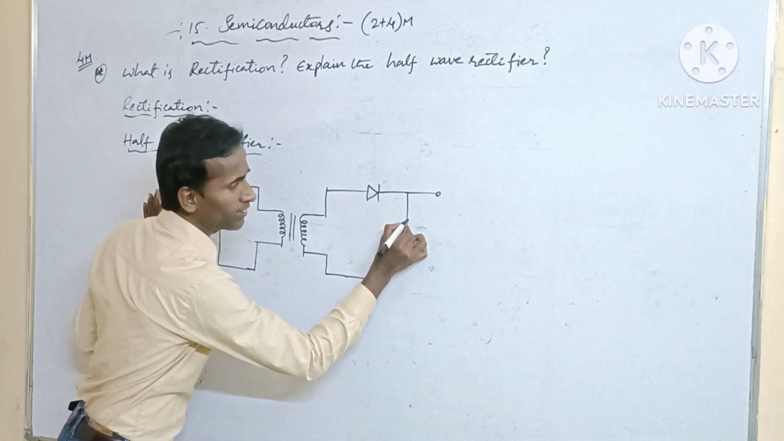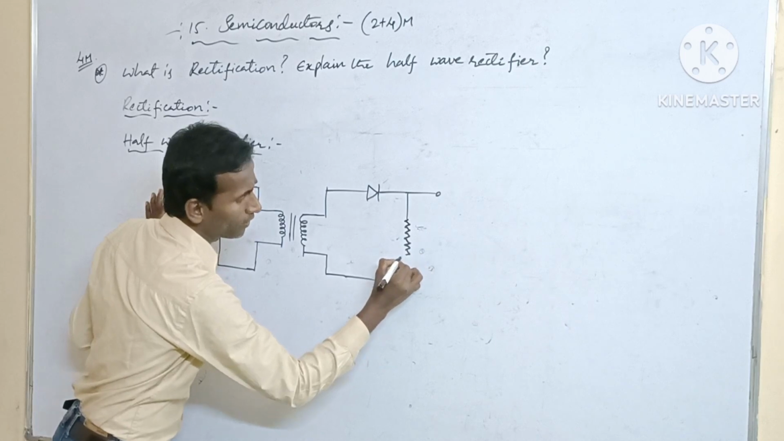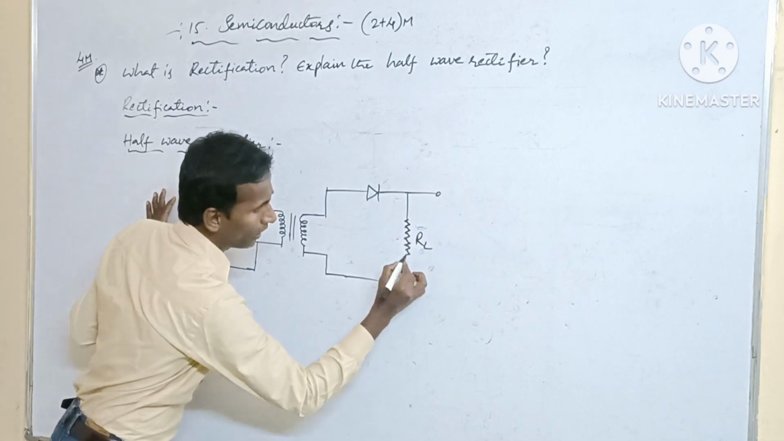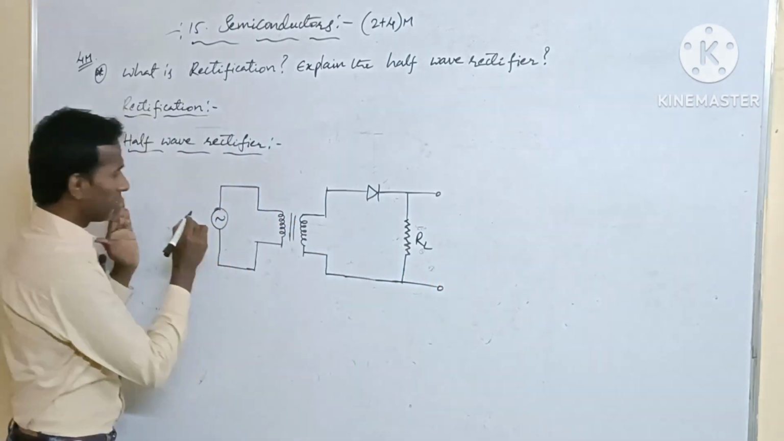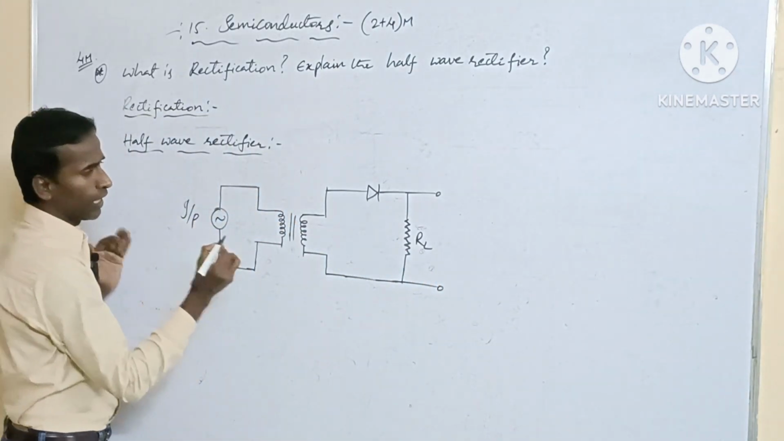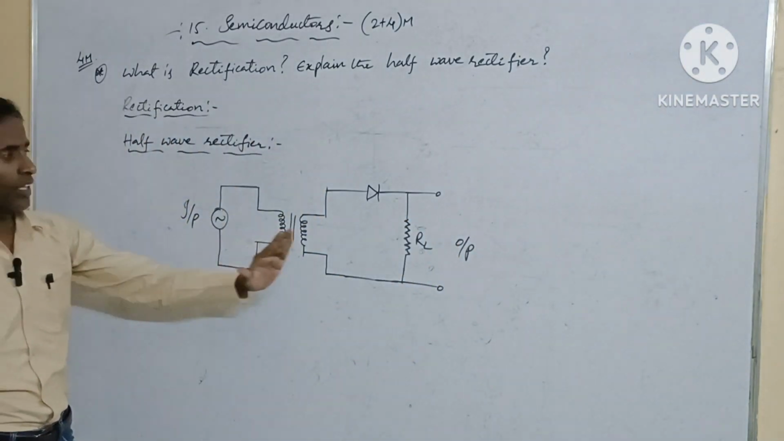It can be considered a single diode, and now it is connected to a load resistance. This is RL. This is the input and this is the output.